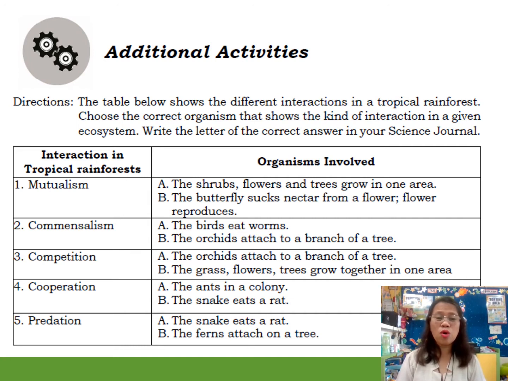Then we have number 4, cooperation, A and B. They cooperate, they help each other. Number 5, predation, A and B.